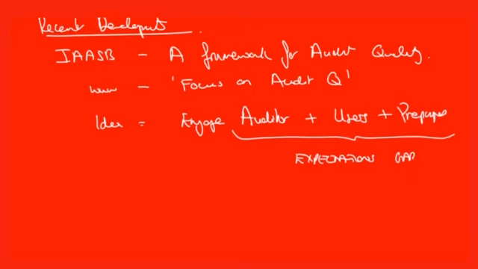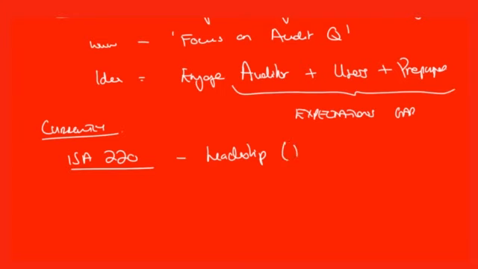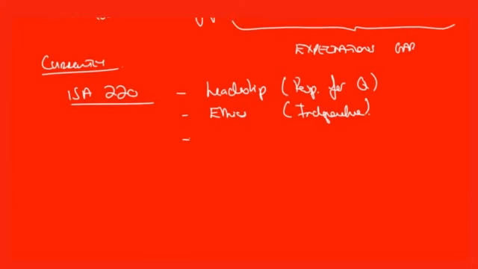Now, where we are at the moment, there are a couple of standards on this, but the one I want to have a quick look at is ISA 220. I'm not going to go into any great detail, but what it says is that you need to be aware, this is for the audit firm, of leadership. When we talk about leadership, you need to be aware who is responsible for quality in your firm. You need to be aware of ethics, particularly independence here. Be aware of your independence. How can you give a good quality audit if you're not independent?